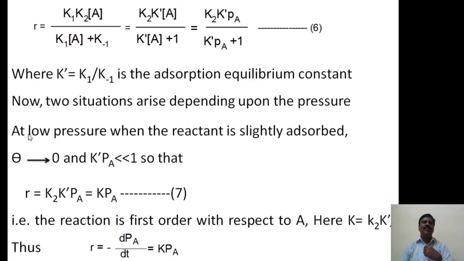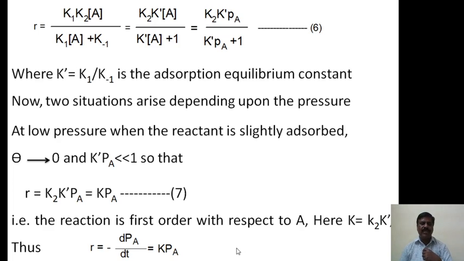Now two situations arise depending on the pressure. At low pressure, when the reactant is slightly adsorbed, theta goes to 0, then K prime PA is very much less than 1, so it is neglected. Therefore the equation becomes R is equal to K2 K prime PA, that is K PA, and this is equation number 7. This is again a first order reaction with respect to A. Here K is equal to K2 into K prime. Thus we can write R is equal to minus dPA divided by dt, which is equal to K into PA.